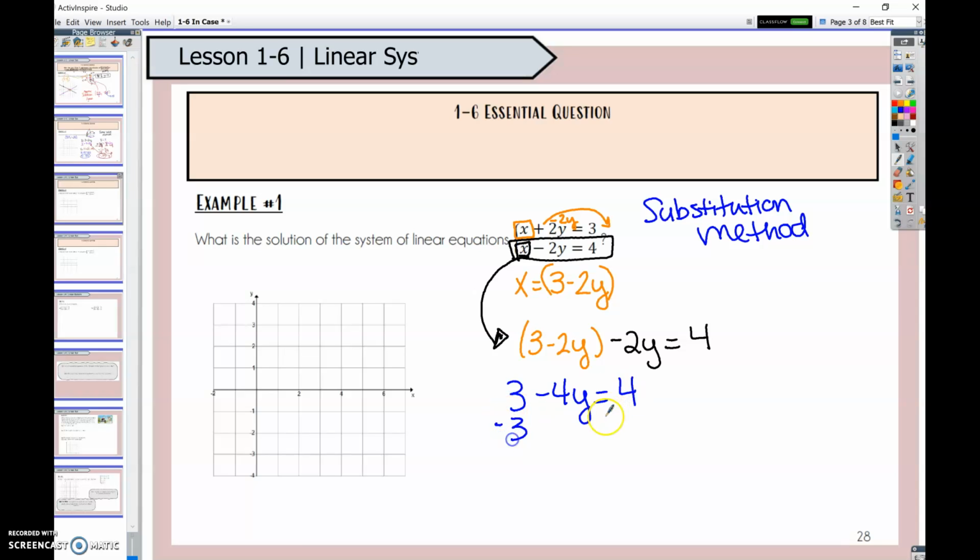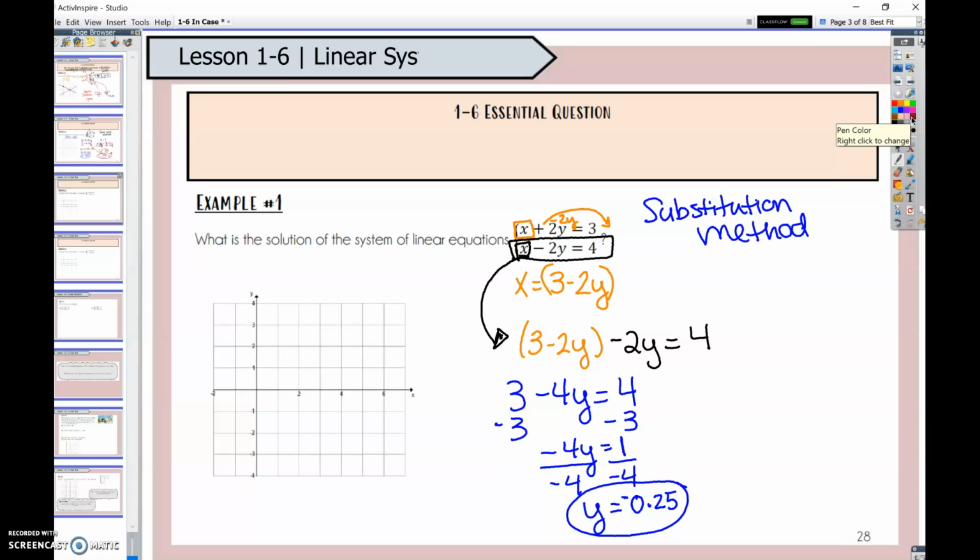I'll subtract 3 from both sides to get my y variable alone. And 4 take away 3 is 1. Then my final step, I'll divide by negative 4. And look at that. My y is equal to negative 1/4, or negative 0.25. Not surprising, because that was the same y value that I got using the same values method, and pretty darn close to the one I had on the graph.